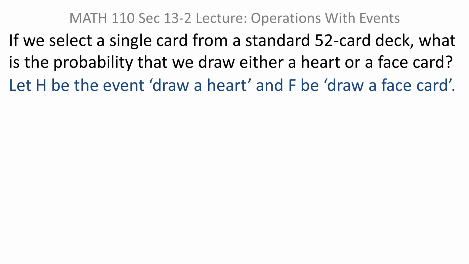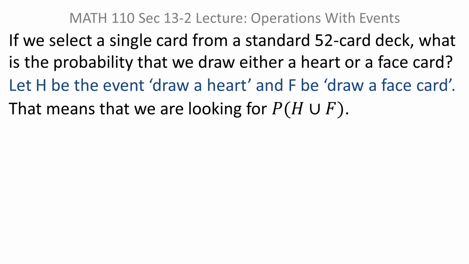So I'm going to let the event H be the event that we draw a heart, and I'll let the event F be the event that we draw a face card. And if we write it that way, the probability that we draw either a heart or a face card is just the probability of H union F.